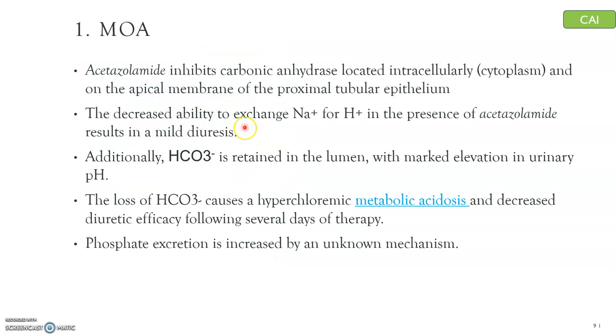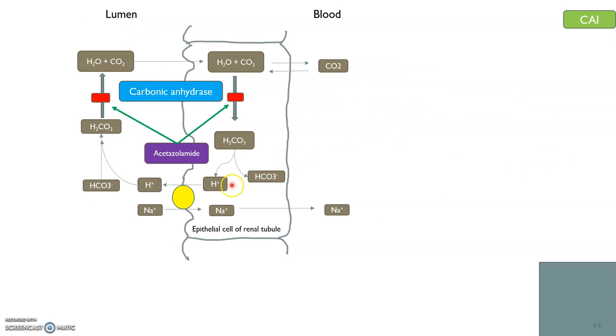When we have acetazolamide, that will cause a reduced ability to exchange sodium for hydrogen. Sodium is supposed to go in, hydrogen is supposed to go out. So when you have acetazolamide, that will inhibit this. You will have less production of carbonic acid, which usually will spontaneously dissociate and become ionized into hydrogen and bicarbonate. So there is not much hydrogen to be exchanged for sodium, and that will cause mild diuresis, because of less sodium to be reabsorbed in exchange for hydrogen.